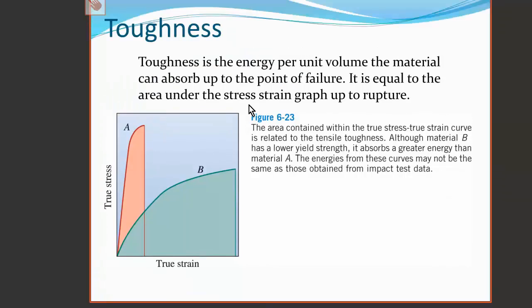Toughness is related to resilience, and toughness is the energy per unit volume the material can absorb up to the point of failure. It's equal to the area under the stress-strain graph up to rupture. Which of these would you say is a tougher material? To the eye, it seems clear that the green area is larger than the area under curve B, part of which is shaded a peach color. So we know that material B is going to be tougher than material A because it can absorb more energy before it ruptures.